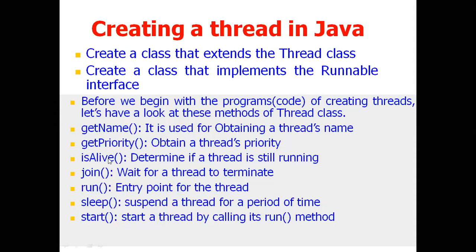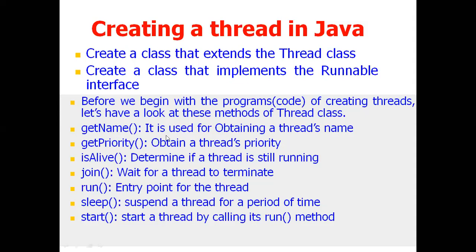The first one is getName. getName is a method. These are all built-in methods which are available with the Thread class. It is used for obtaining a thread's name, the name which we have given. For example, if we have given class A, then A is the thread name.